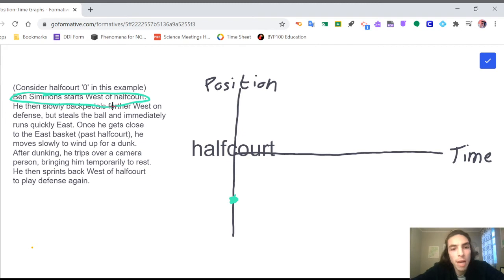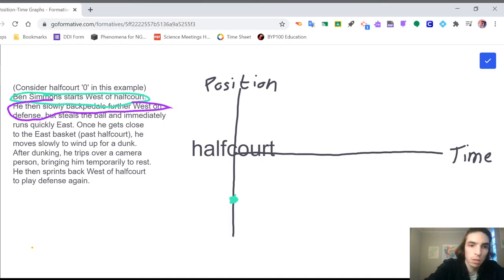Starts west of half court. He then slowly backpedals further west on defense. Slowly backpedaling further west. So slow means that I need to draw this kind of shallow, right? His position is not changing a lot in a short amount of time. And he's moving west because he's moving further in this negative direction, further away from half court, in fact, because he started west and he's moving further west, so he's getting farther and farther from this half court line as time goes on. But then he steals the ball and immediately runs quickly east.